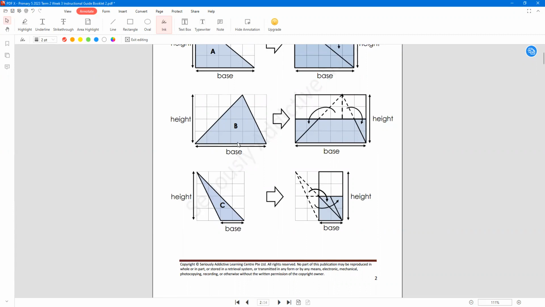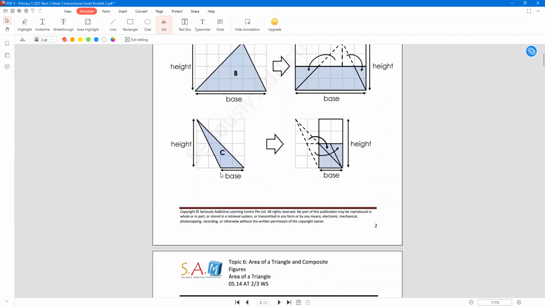Now, if you look at another special condition here, if the triangle is within a box and the corner touches the opposite side, this is actually half of it. It makes half. And for this one here, the base is 2 units, and then it touches any of the points here. It's actually equivalent to a quarter of it.